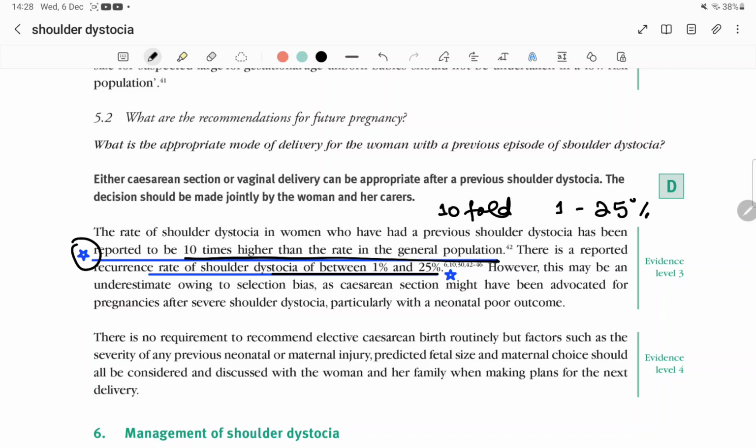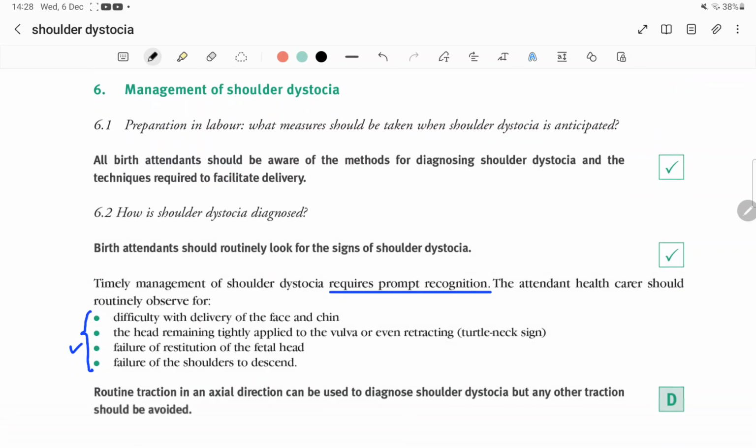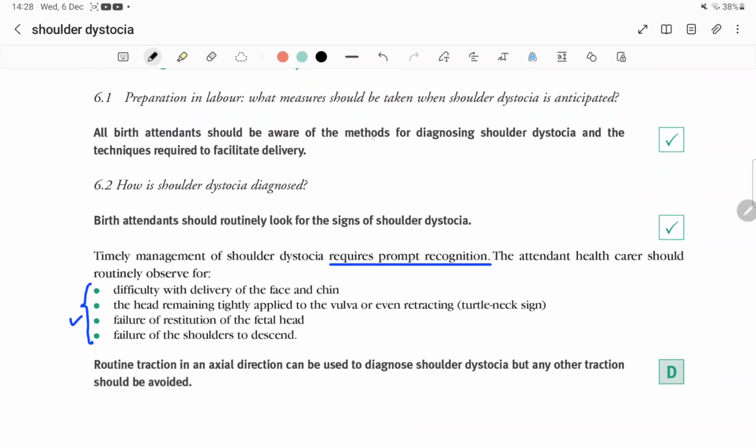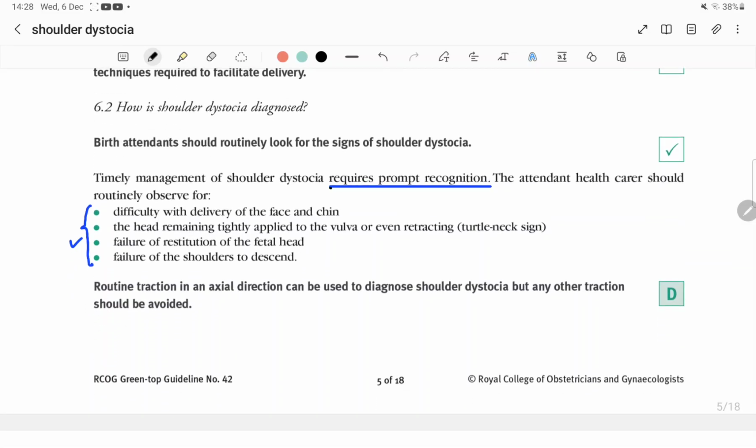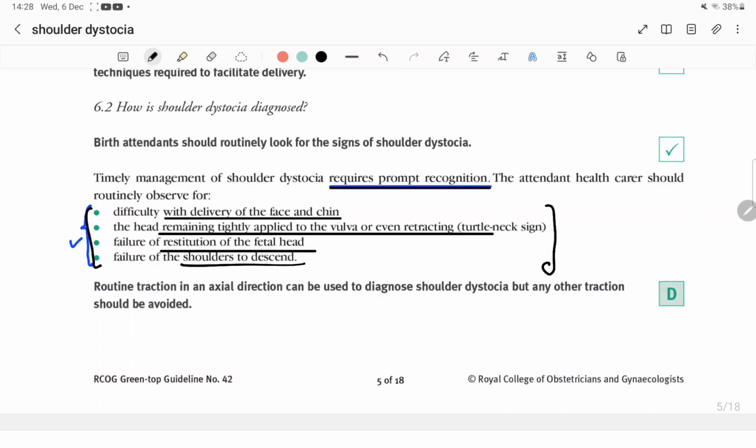Okay. Now management of shoulder dystocia. This is very important, okay, for the IMM, for the clinicals, and for you as well. So prompt recognition, the rest of the candidates will not do the prompt recognition in this way, but you have to say that when I observe the difficult delivery of face and chin, when the head remains tightly applied to the vulva, turtleneck sign, failure of restitution and failure of shoulder to descend.